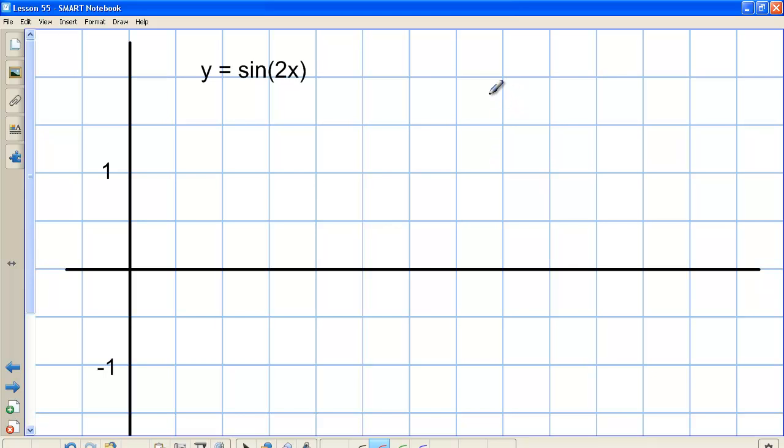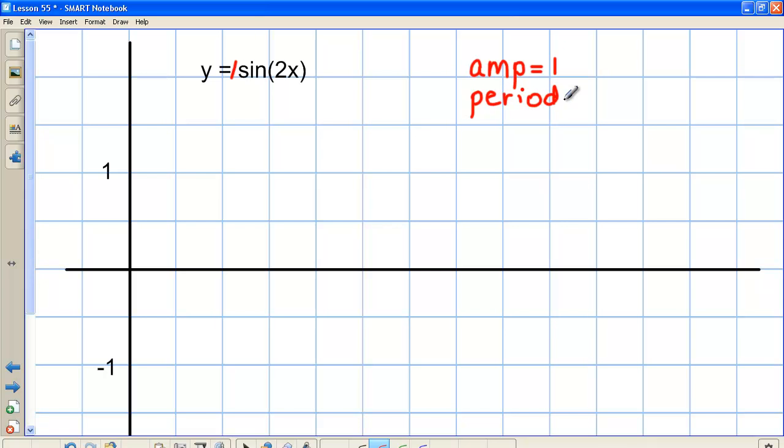Okay, first graph, sine of 2x. So the first thing you look at is the multiplier in front, which tells you about the amplitude. So the amplitude of this graph will be 1 unit. It will go 1 unit above and below the x-axis. The next thing we determine is the period.